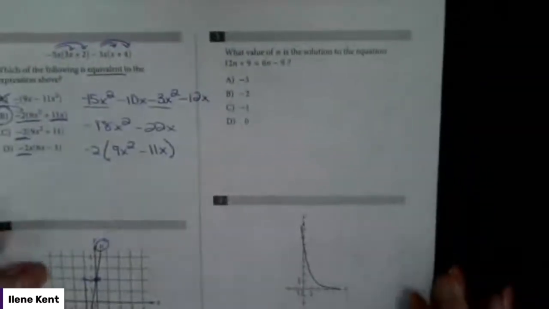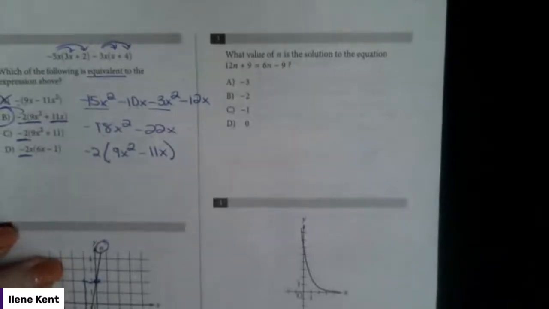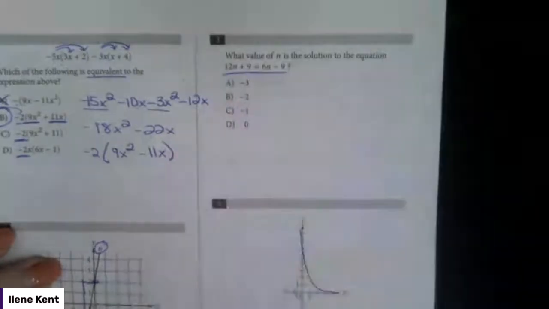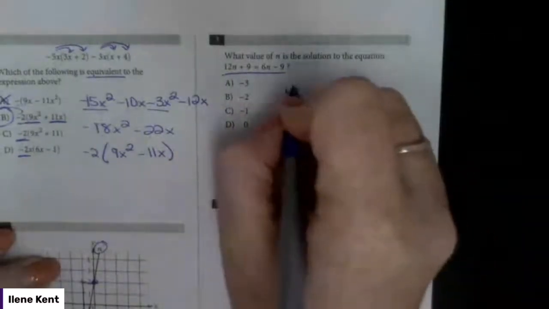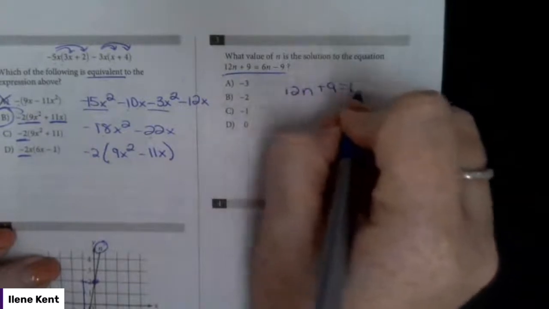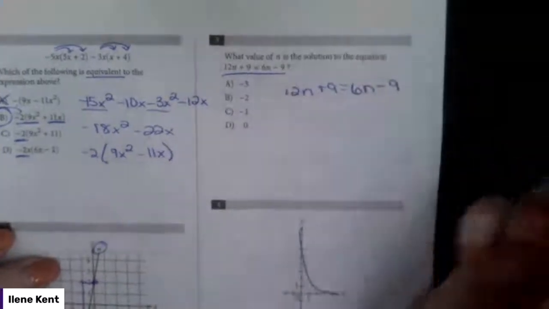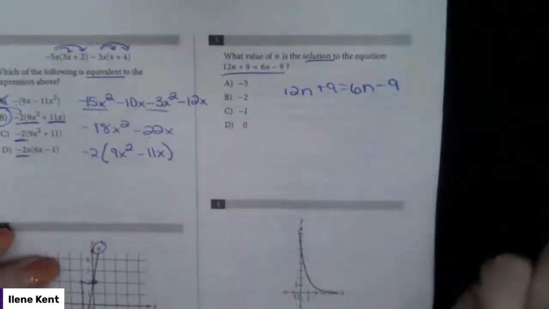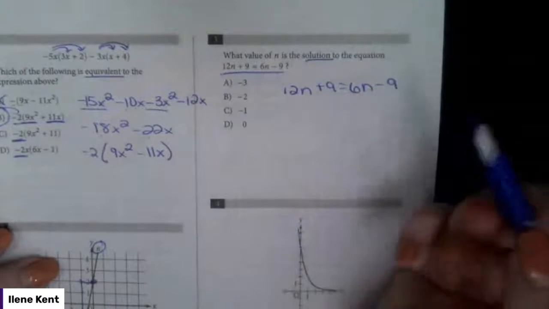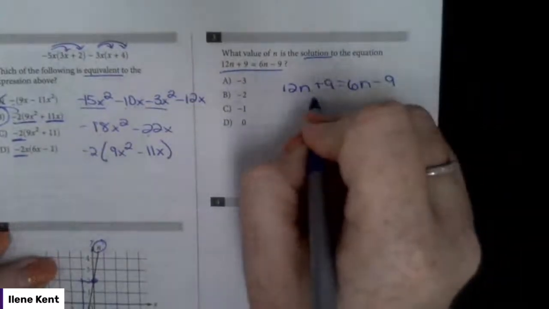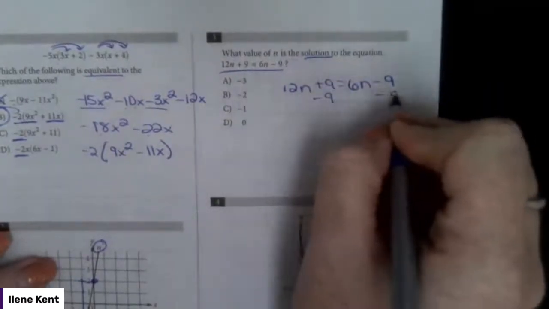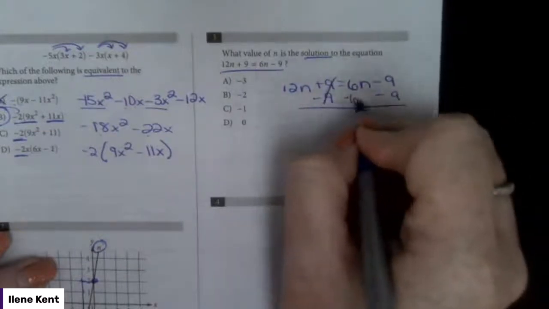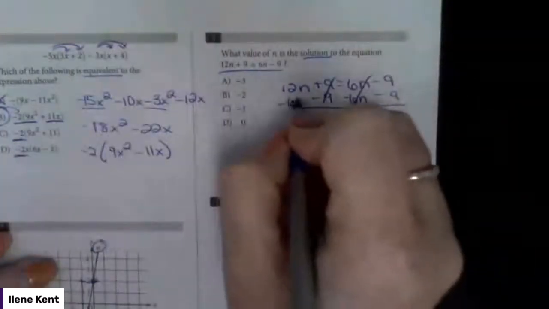Number 3 asks, what value of n is the solution to this equation given? So I have 12n plus 9 equals 6n minus 9. In order to find a solution or a zero or an intercept, I'm going to have to move everything to one side. So in this case, I am going to subtract 9 to get rid of it over here and subtract the 6n to get rid of it over here.